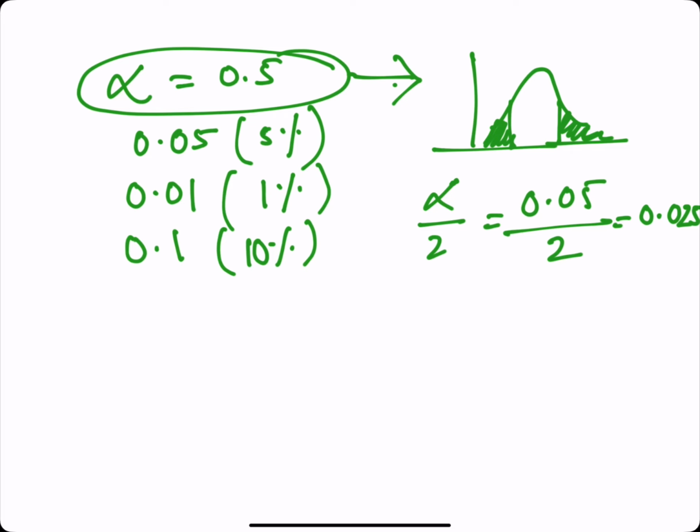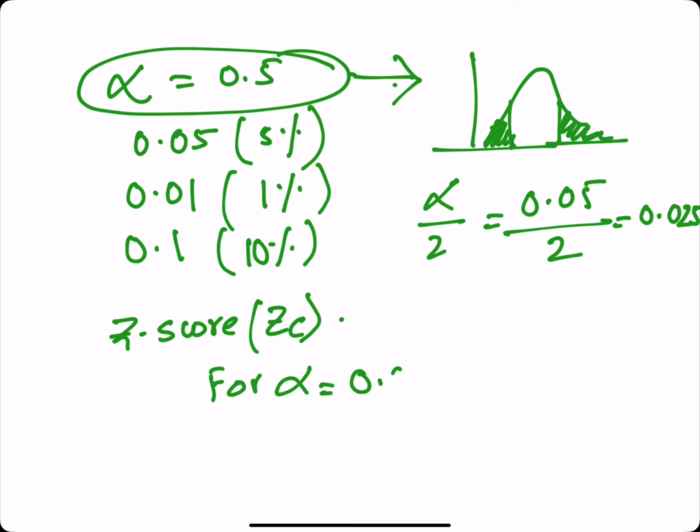Using the cumulative probability corresponding to alpha by 2 equal to 0.025, you can find the z-score that we talked about in our day 2 lecture. The z-score is denoted by z-critical, and you can find it from a normal distribution table or calculator. For alpha equal to 0.05 in a two-tailed test, the critical z-value is approximately 1.96.